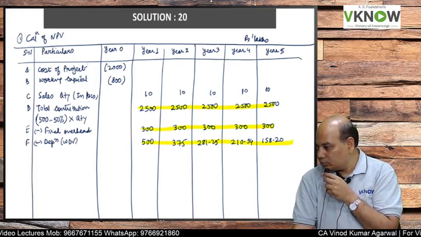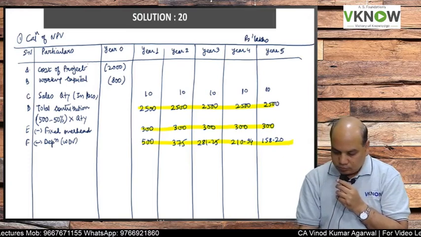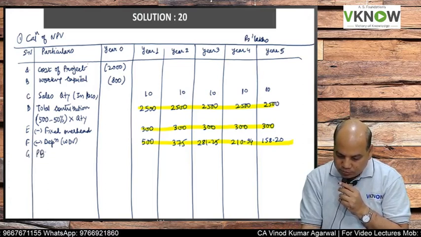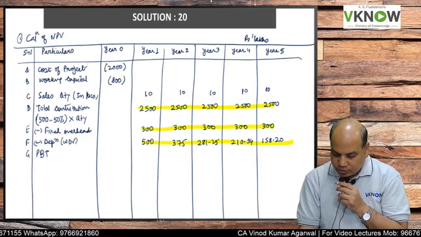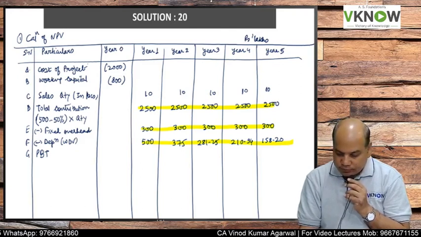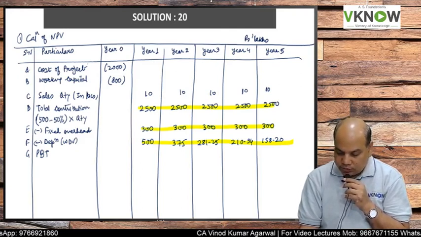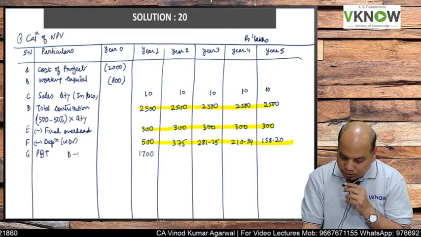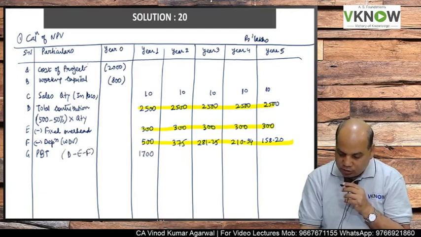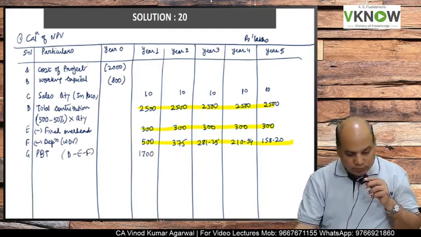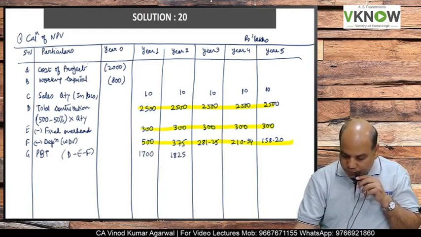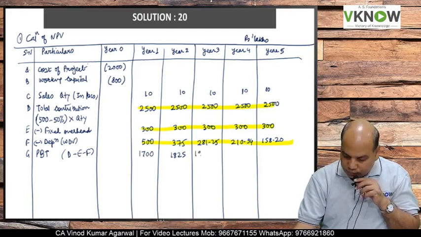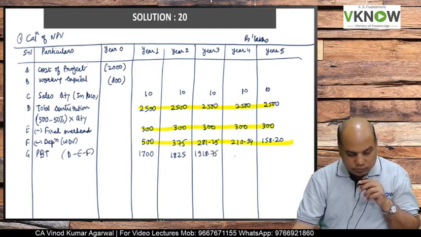What will you get? PBT. Write down PBT. Depreciation I have already deducted. So you have to take your calculator. 2500 minus 300 minus 500. 1700. So you write here D minus E minus F. Later on you should not forget, huh? Anybody? 1825. Okay, next. 1918.75. Very good.